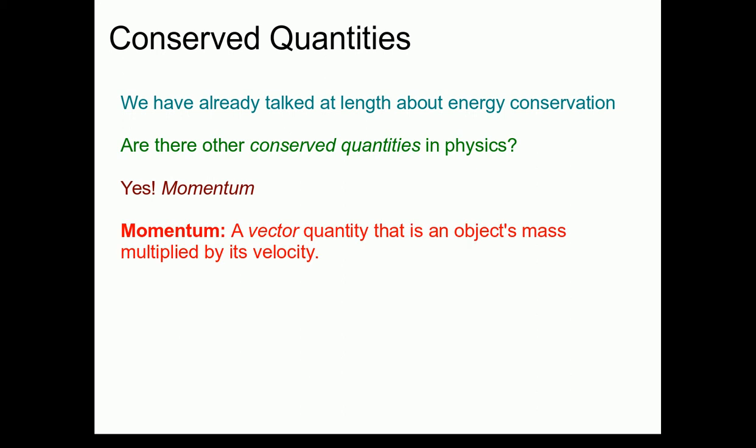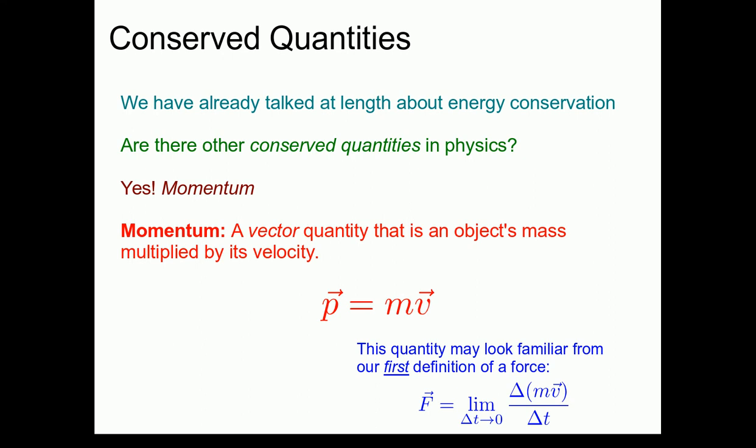Momentum is a vector quantity that is an object's mass multiplied by its velocity. Remember, velocity is a vector. Mathematically, we write momentum as mv, and we assign momentum the letter p. Since momentum is a vector, we give it the little arrow symbol on top. This combination of m times v may be familiar from our very first definition of force that we encountered in this class, where we had F as the limit as delta t goes to 0 of delta mv over delta t. This mv in here is actually the momentum. We'll explore this interpretation of force a little bit more later in the unit.